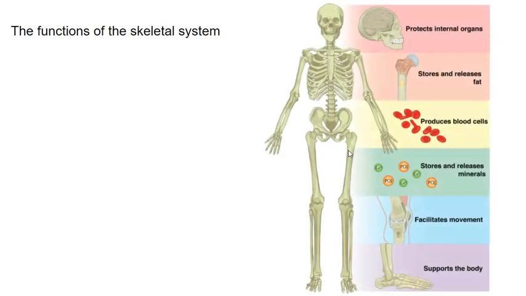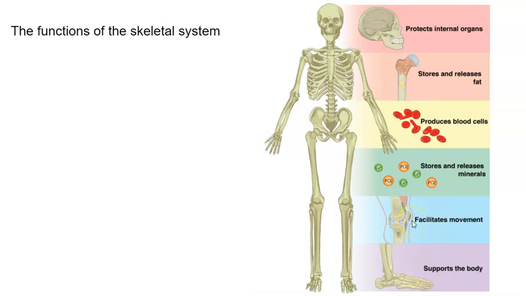The functions of the skeletal system. This picture summarizes very well. There are some obvious functions that you're familiar with already, of course. The skull, for example, encases and protects the brain, and the rib cage protects internal organs. And obviously the skeleton supports the body and helps facilitate movement.